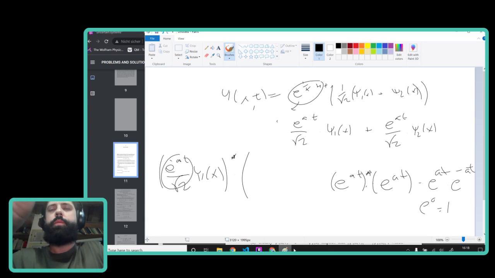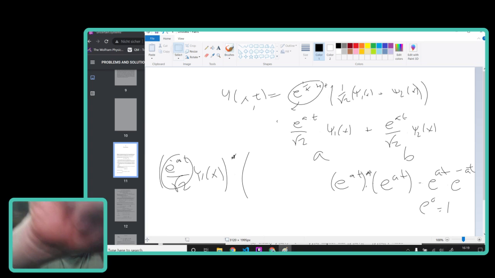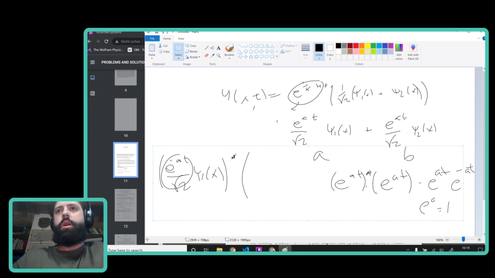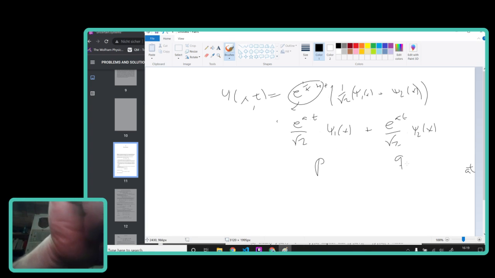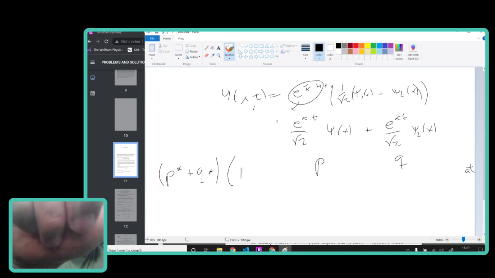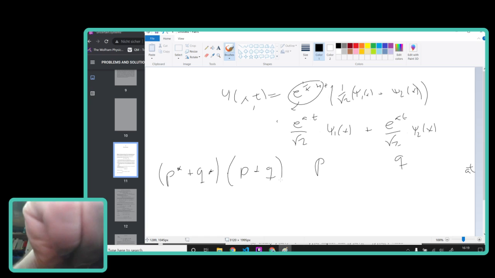So if this is a and this is b, and it's bad that I'm doing that, the whole expression, let's say this is p and this is q, is going to be p conjugate plus q conjugate times p plus q. So this will equal.